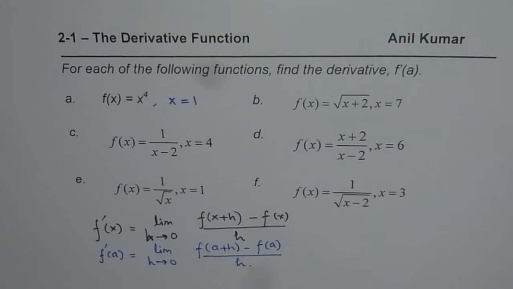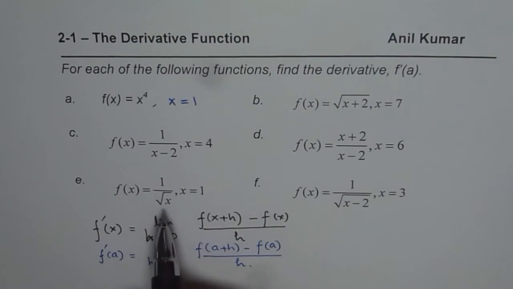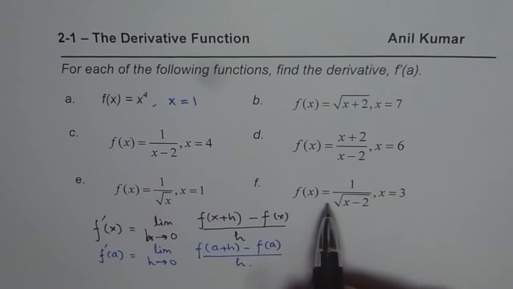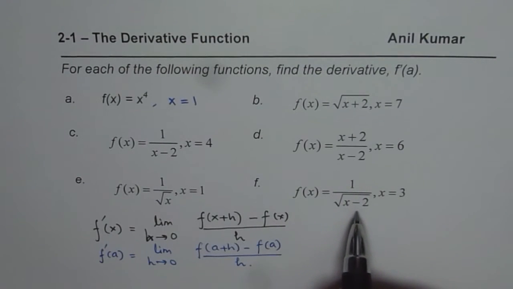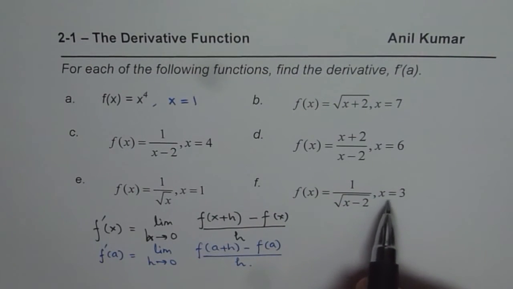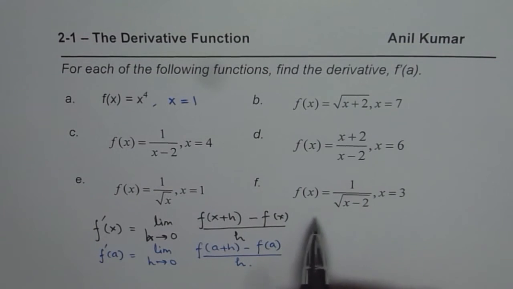Now we have radical part, so it is f of x equals to 1 over square root x. Find derivative at x equals to 1, and then we kind of changed it a bit. F of x equals to 1 over square root of x minus 2. Find derivative at x equals to 3, right? So that should be a good practice exercise for you.